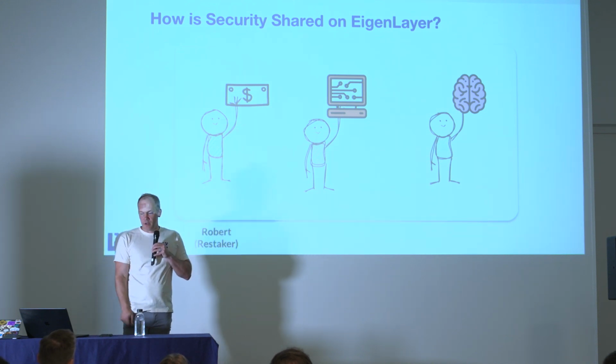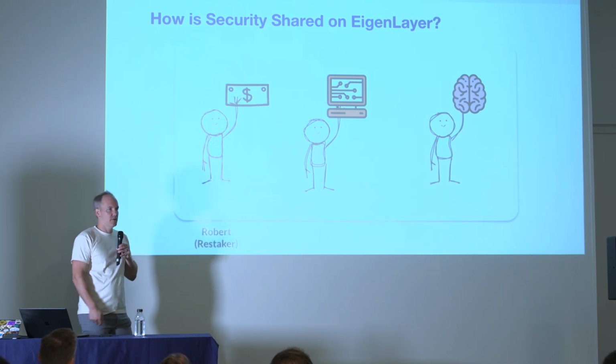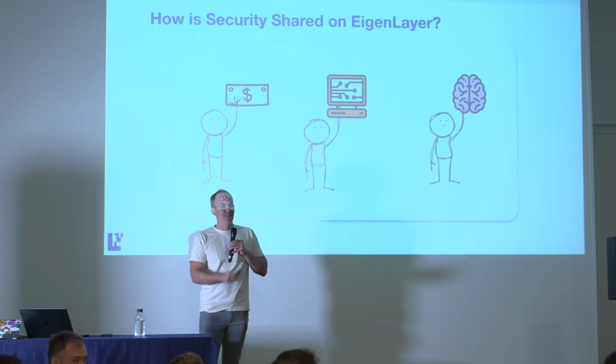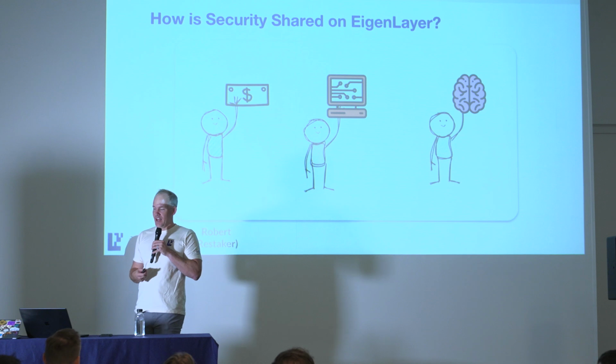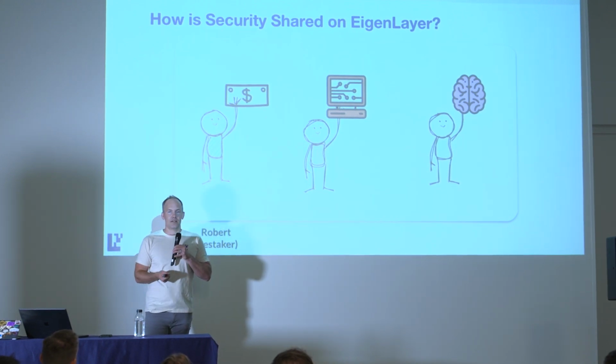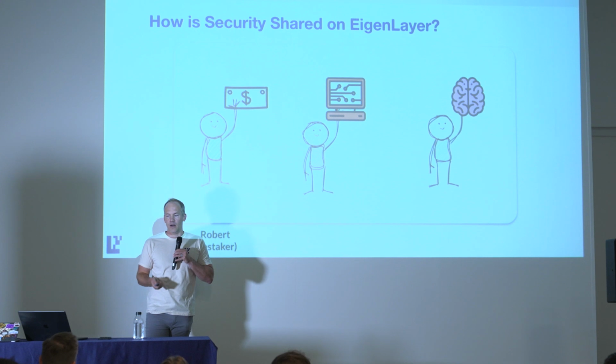In this diagram here, we've got three people. We've got Robert. Robert is a restaker. Robert, thank you for restaking. Robert brings his capital. Capital is critical because it establishes trust. It is the economic underlying base that we're talking about.